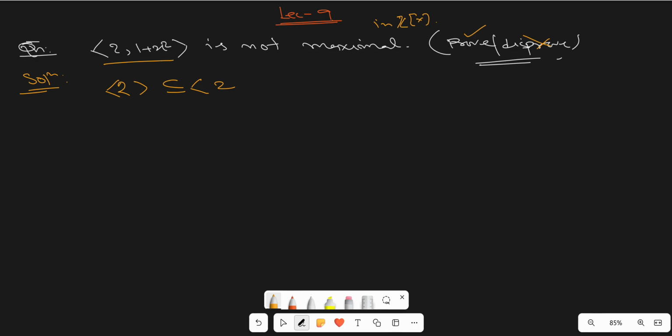So the ideal generated by 2 is contained in the ideal generated by 2 and 1 plus x square. Can you see? What is the definition of the ideal generated by 2 and 1 plus x square? So it's very clear, right?